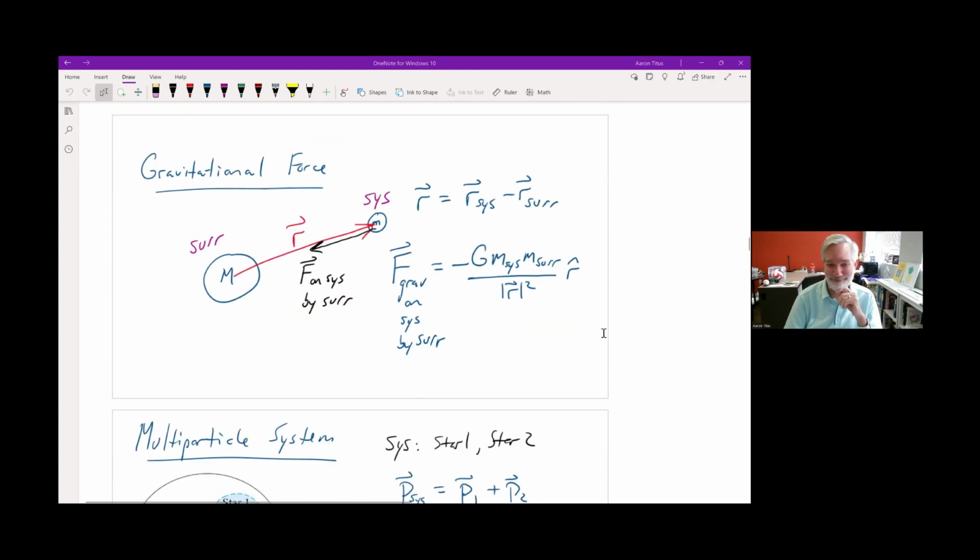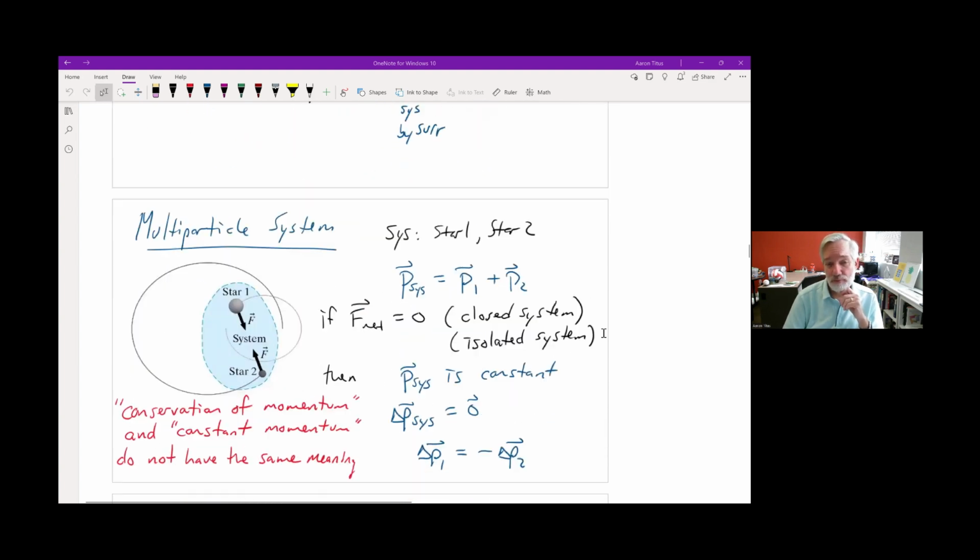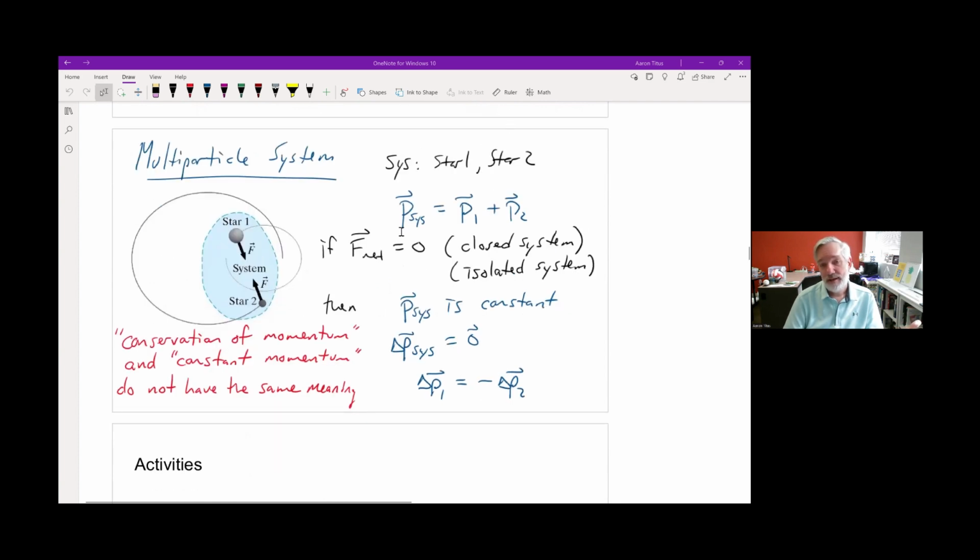To define the system. Now, what if you have a multi-particle system? Here we have a binary star system, and we have two stars, star one and star two, and it's the pair of stars that we define as our system. In this case, the total momentum of the system is the sum of the momentum of the stars. And the net force on the system is zero. So we might call that a closed system or an isolated system. In that case, the momentum of the system is constant. So the momentum of the system does not change.